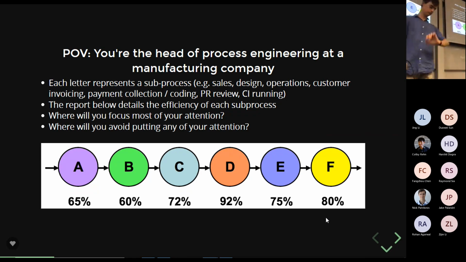So my question to you is, maybe 15 seconds to discuss with the person next to you, where will you focus most of your attention and where will you avoid putting any of your attention to improve this process as a whole? So I've got a bunch of sub-processes here. What are we going to focus on to improve? Got 10 seconds.